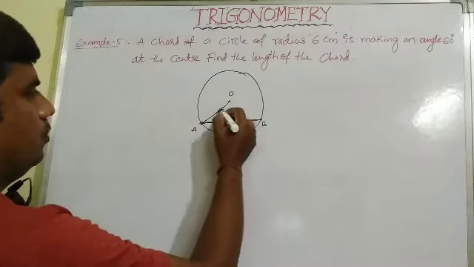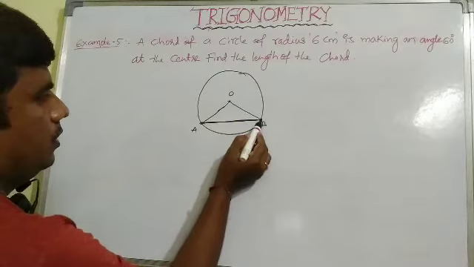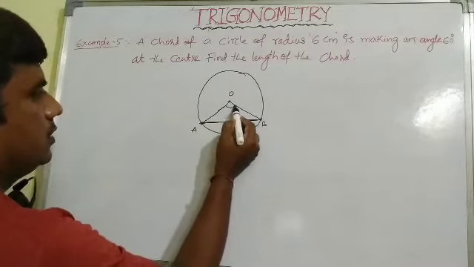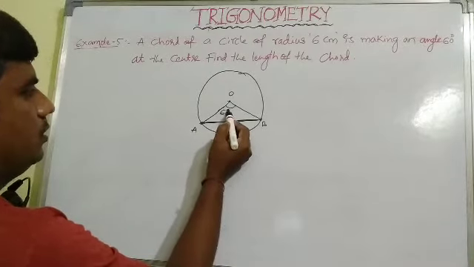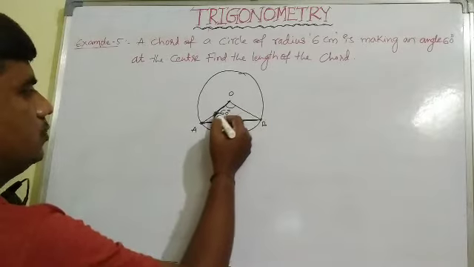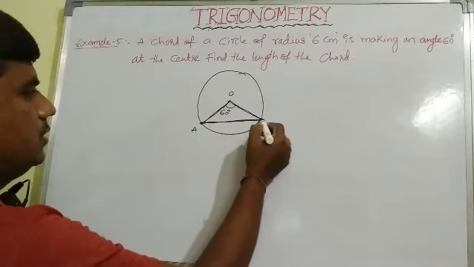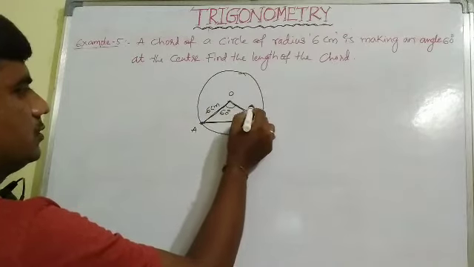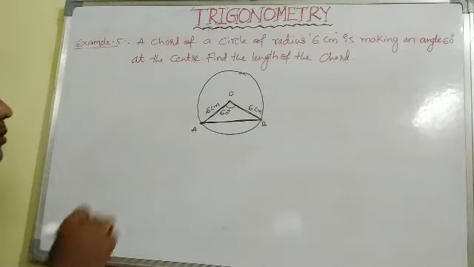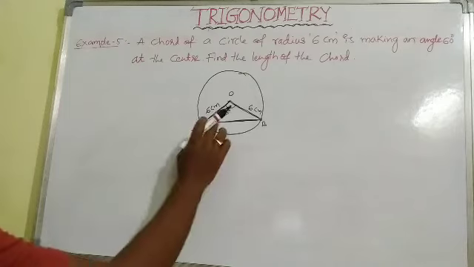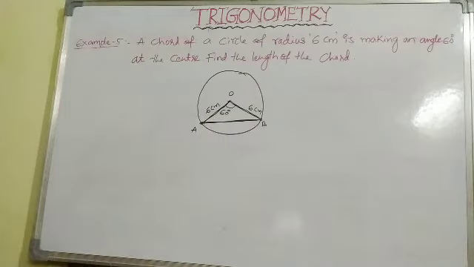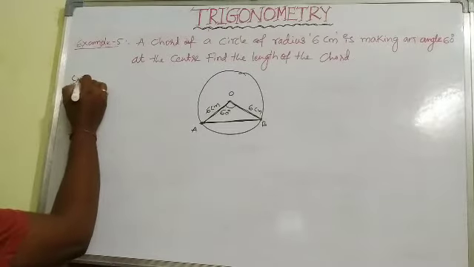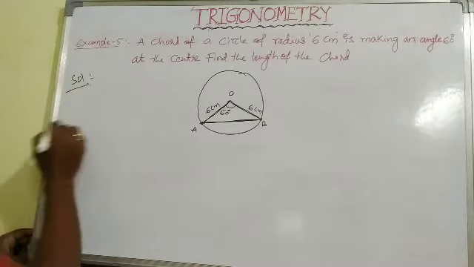So join OA and OB. Here OA and OB represent the radius of the circle, that is 6 centimeters. This is also 6 centimeters. Now we have to find this AB length, the length of the chord. See, for this, in the solution, first the given values.